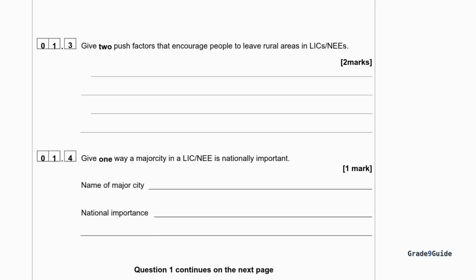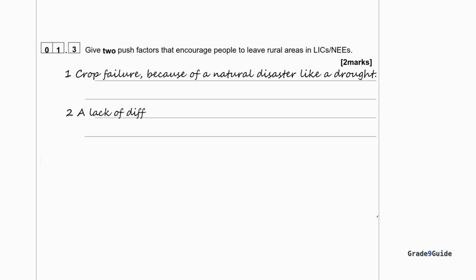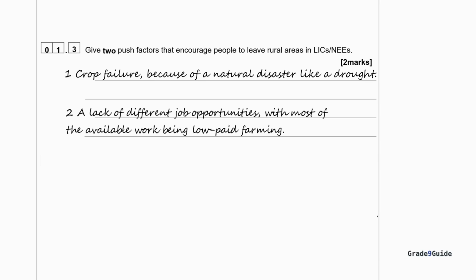Okay, now we're moving on to the next set of questions, 1.3 through 1.5, which look at the challenges cities face in LICs and NEEs. Question 1.3 asks, give 2 push factors that encourage people to leave rural areas in LICs/NEEs. So we need 2 negative reasons why people might move away from the countryside. A good model answer would be, first, crop failure, maybe because of a natural disaster like a drought. And second, a lack of different job opportunities, with most of the available work being low-paid farming.